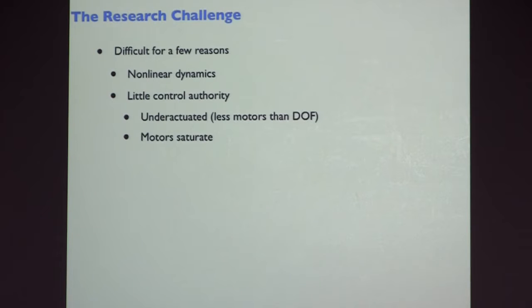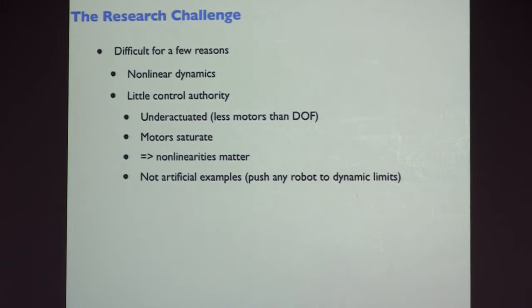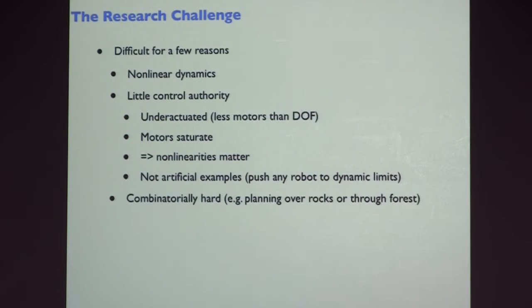The motors, in both cases, are saturated most of the time. We've got a little dinky actuator on the glider. We've got relatively big actuators on Little Dog, but we're pushing them to their velocity limits. Basically, those two things add up to say that the nonlinear dynamics matter. I can't just squish my dynamics with feedback. So the nonlinearities matter, and I don't think these are artificial examples. You give me your favorite robot, and I'll try to move it fast enough that the dynamics matter. As soon as our robots start really pushing the dynamic limits of what they can do, I think these effects are going to be real.